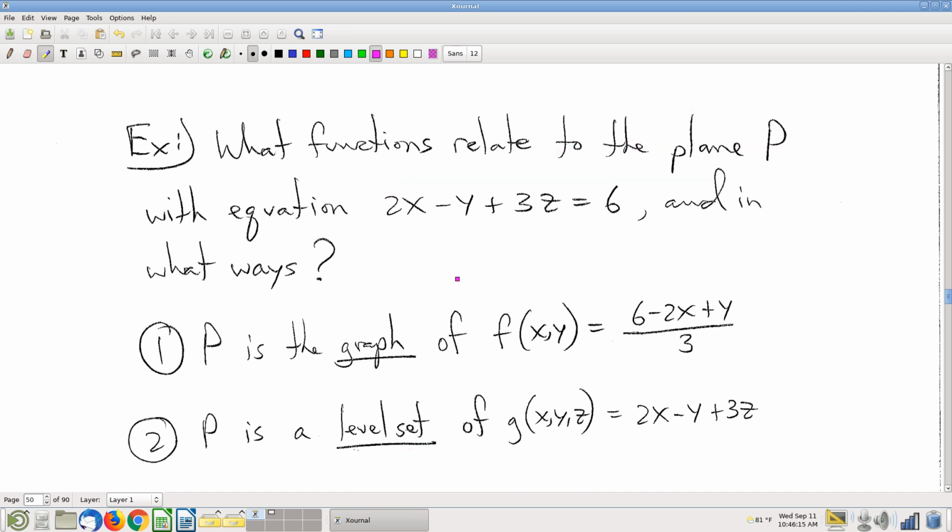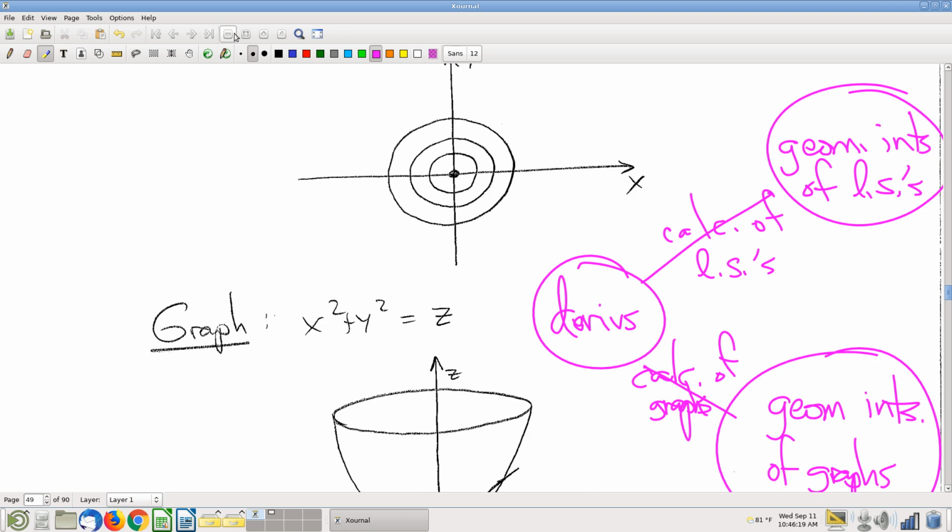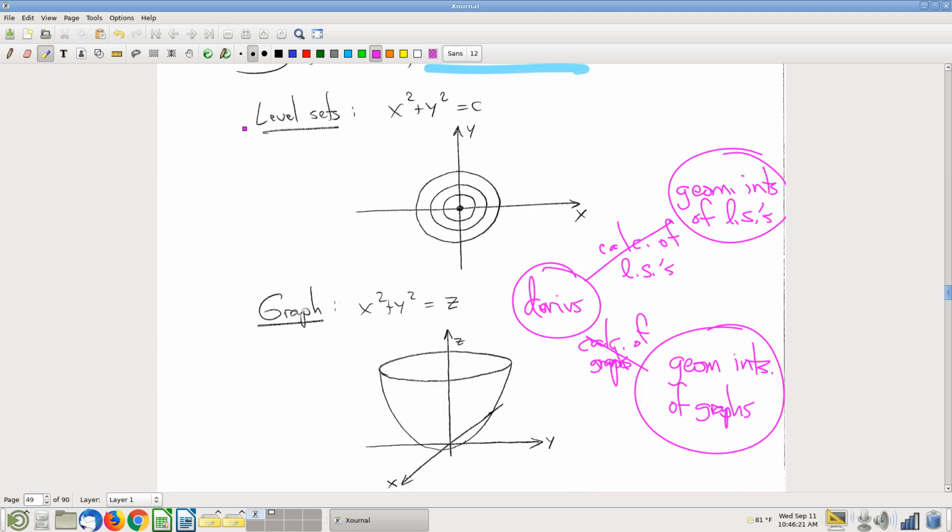So here are 2 different pictures. One of these pictures is a level set, and one of these pictures is a graph. Both of them are functions. Both of the equations are functions. Equations are not functions. Equations are statements. Functions are actions. A function is a thing that does something. An equation is just a statement about two things on either side.